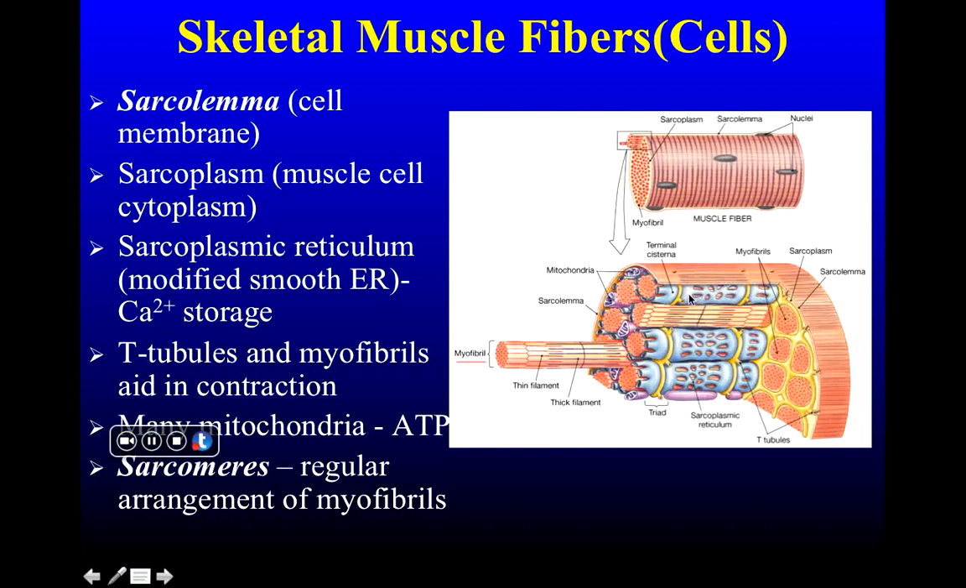Now there's a special region of the sarcoplasmic reticulum right next to the T-tubule here. That's this area right here, right? All the way, this one right here too, and all the way. Anything that's close to the T-tubules is going to be the terminal cisternae. So the terminal cisternae is a region of the sarcoplasmic reticulum that's close to the T-tubule.